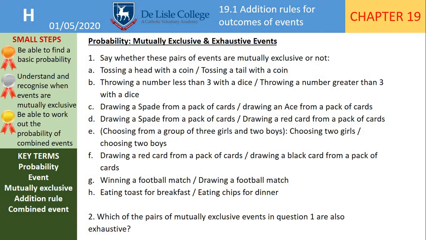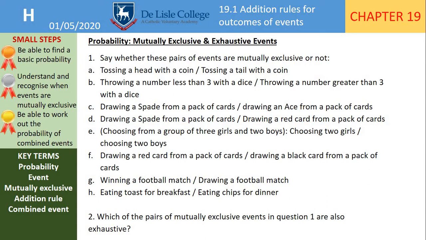So let's have a look at a bit of an activity on mutually exclusive and exhaustive events. So for each scenario in question 1, can you say whether the pairs of events are mutually exclusive or not? So are they mutually exclusive? You might want to tick or say yes, or if they're not, put a cross and say no. Make a note of these in your exercise book before you listen to the answers.